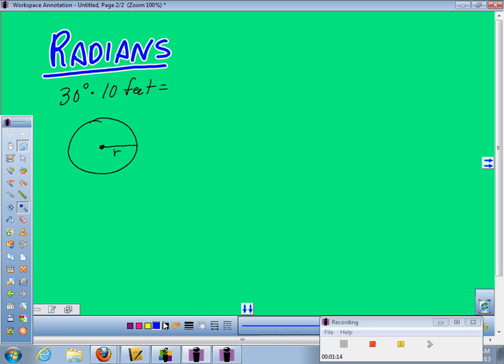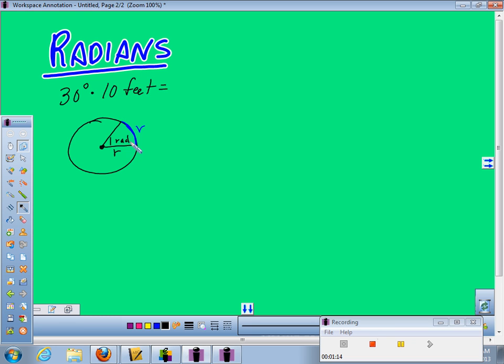I am going to draw along the edge of the circle the same length as the radius. So I want this arc to be also the length of the radius. So that's the length of 1 radian. And then if I form an angle right there, that is a 1 radian angle. An angle whose arc is the length of the radius is a 1 radian angle.